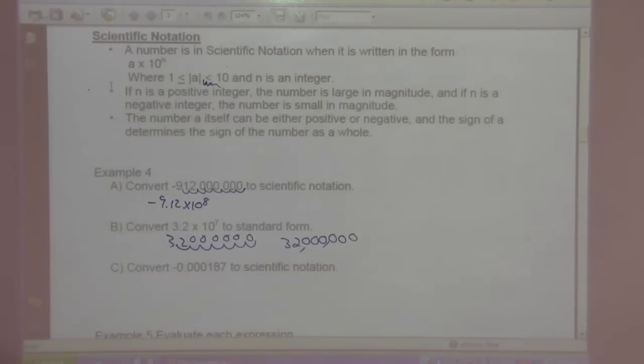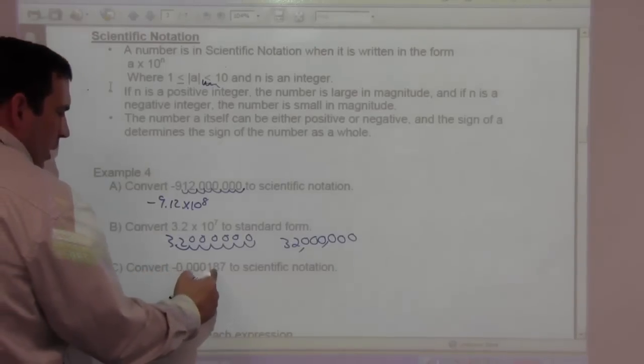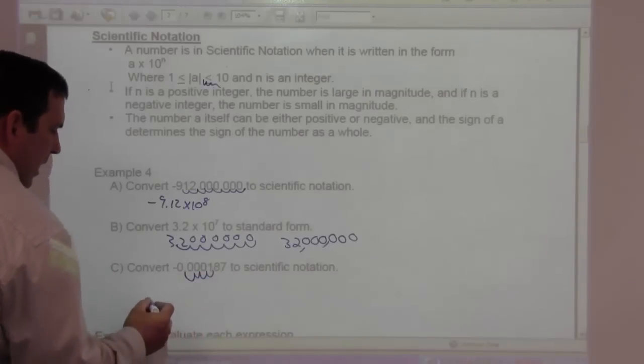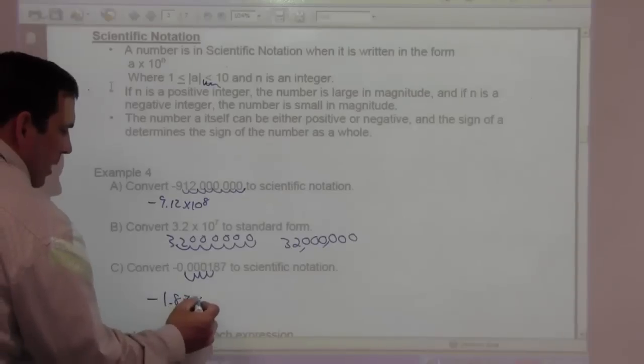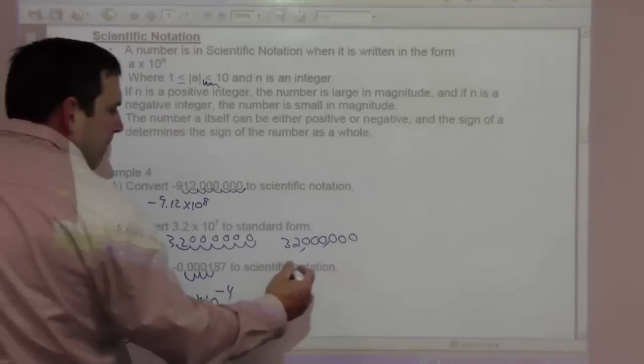And then convert negative 0.000187 to scientific notation. Move it once, twice, three times, four times. Negative 1.87 times 10 to the negative 4 because this number was less than 1.